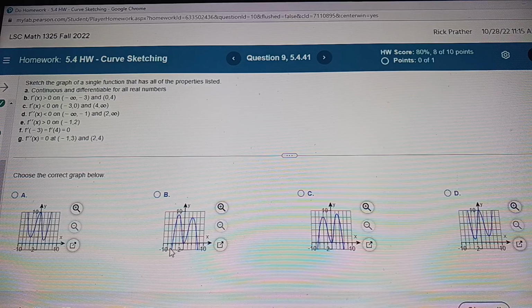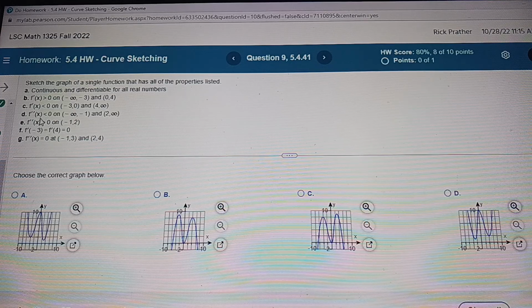So you're increasing from -infinity till -3. Yes. Then you decrease from -3 till 0. Yes. You increase from 0 to 4. Yes. And you decrease from 4 to infinity. So yes, yes. So I couldn't eliminate B or C based on the first derivative.